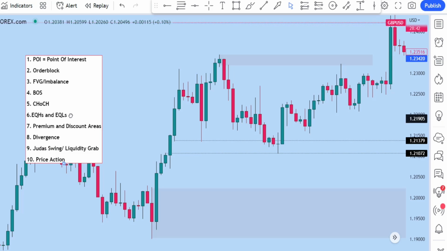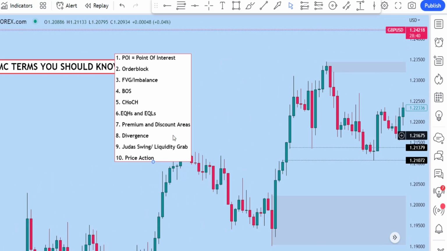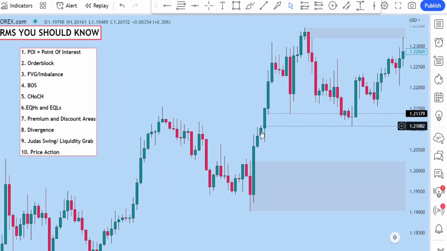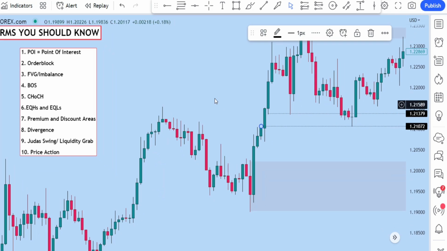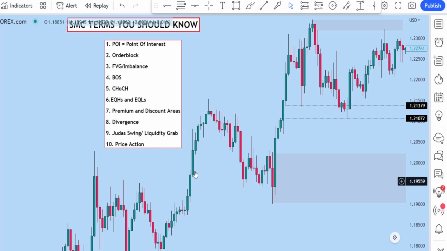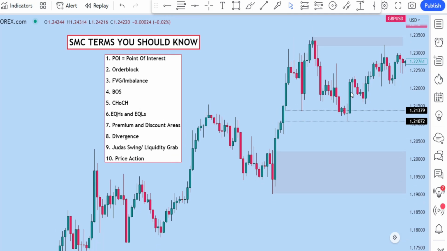The next one is break of structure. Let me show you what a break of structure means. Just like the name implies, break of structure simply means a structure is broken. And what that means is that price moves in a specific way: an uptrend, downtrend, and a consolidation market. An uptrend is basically a series of higher highs and higher lows.